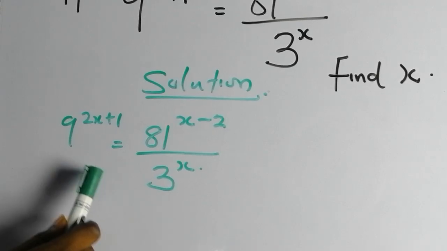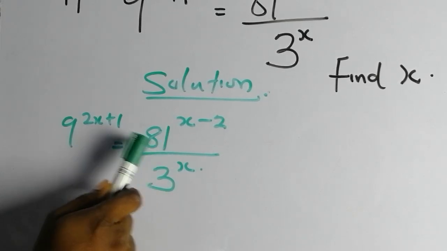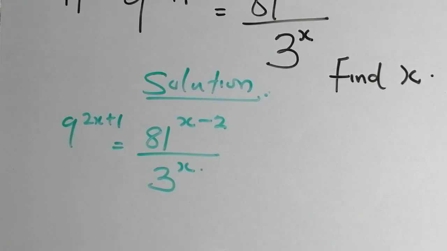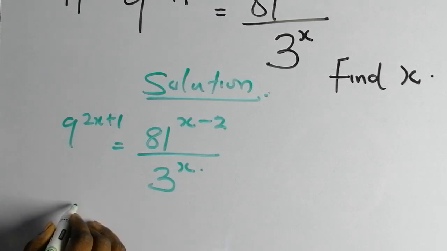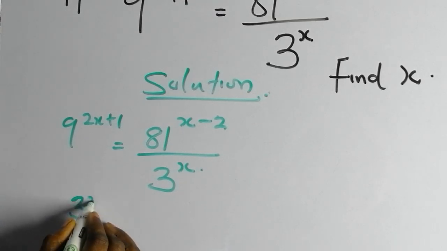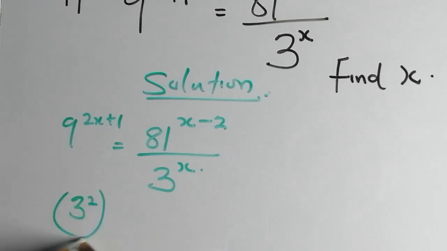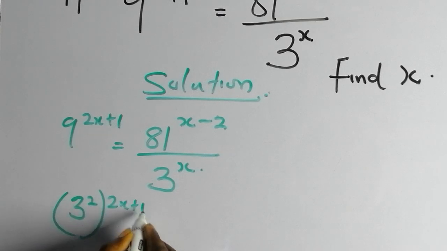So now, look at these values: 3, 81, 9. And don't forget, the condition is that the base on the left-hand side, before the equal sign, must equal the base on the right-hand side after the equal sign, so that you can cancel out and get your value, like the way we've been doing so far. So now, you can see that 3 times 3 will give me 9. It's simply saying 3 raised to the power 2, all raised to the power 2x plus 1.